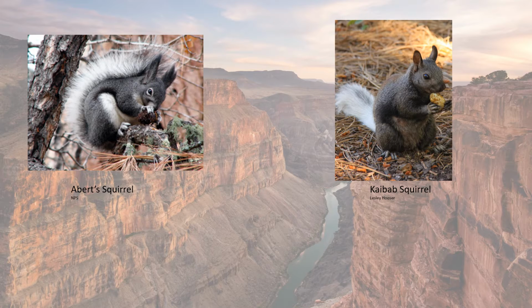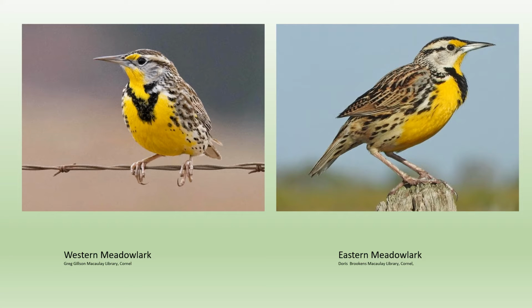But you don't have to be physically separated. These two guys, for example, these are meadowlarks. And they look awfully similar. In fact, in the area where you can see both of these species, the western meadowlark and the eastern meadowlark, the only way bird watchers can tell the difference is by listening to them sing. If you just look at one, you can't tell the difference. But they have separated from each other through behavioral isolation.